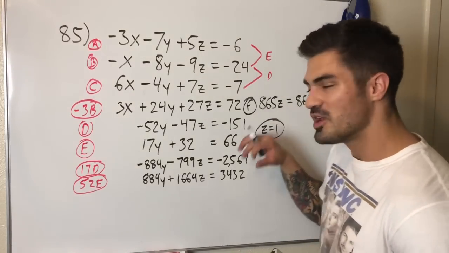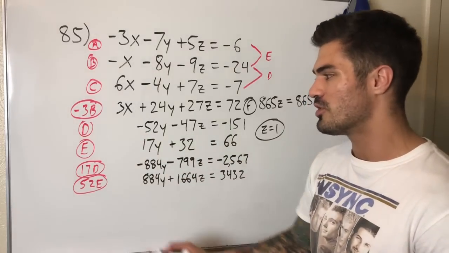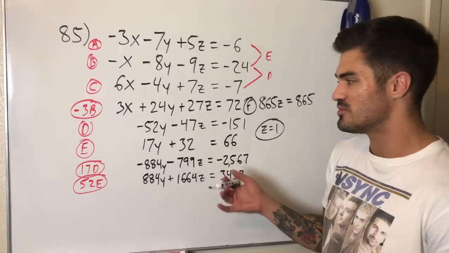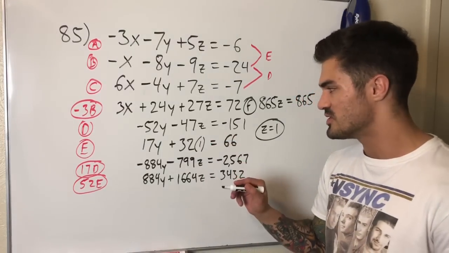We use that to solve for one of our variables. Then we backtrack. Then we can use D or E. I could use either of these, actually. These are just bigger numbers. So I'm going to use this. I'm going to replace this z with 1 because that's what z is.